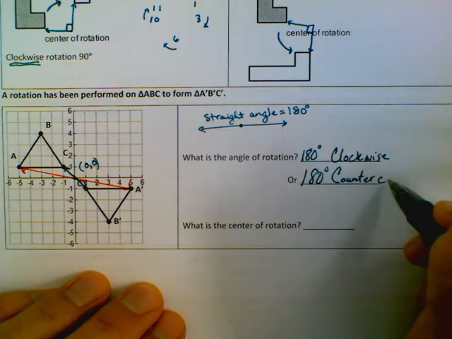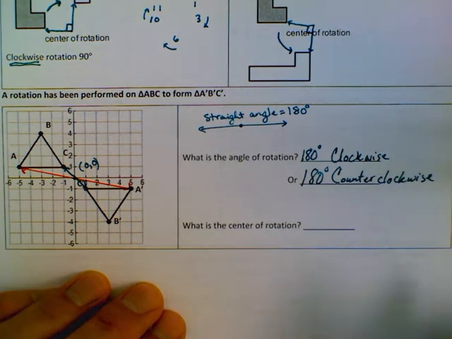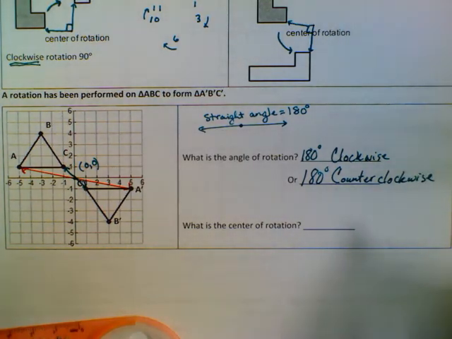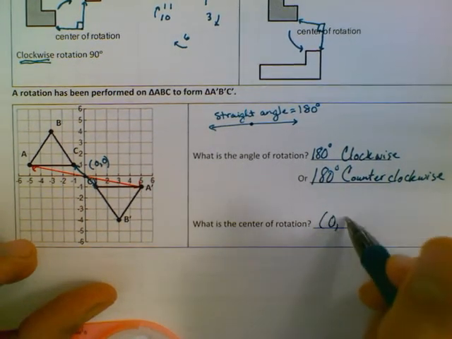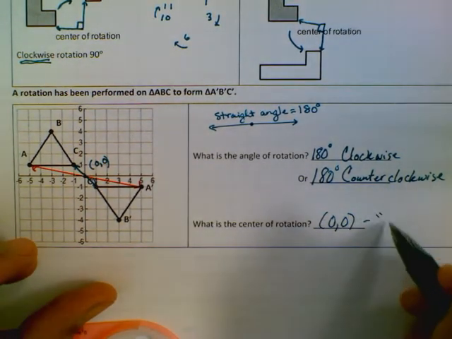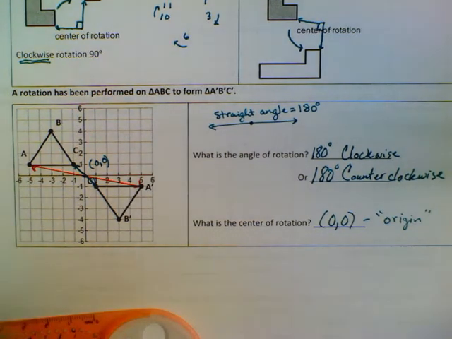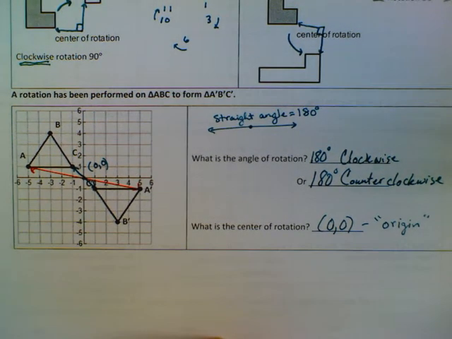As a matter of fact, when you're talking about 180 degrees, we don't typically even say this word because they're the same. And the center of rotation was the origin at 0, 0. Okay? Sometimes I'll say the word origin, sometimes I'll say 0, 0. In either case, it has the same meaning. All right, so let's go to the next page.